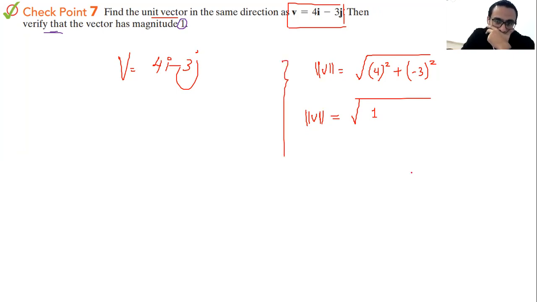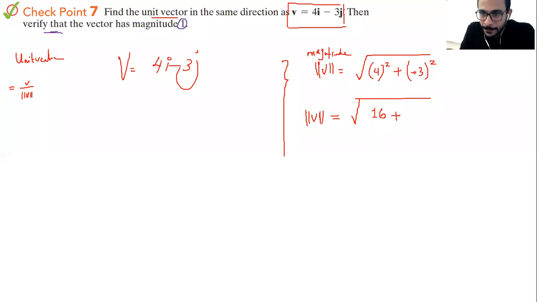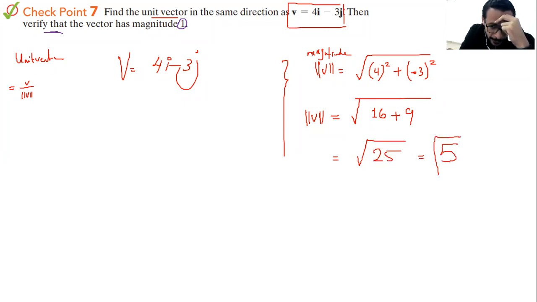We are here because to find the unit vector, the unit vector equals v over the absolute value of v, the magnitude of v. 16 plus 9, which equals 25, and its root is 5.